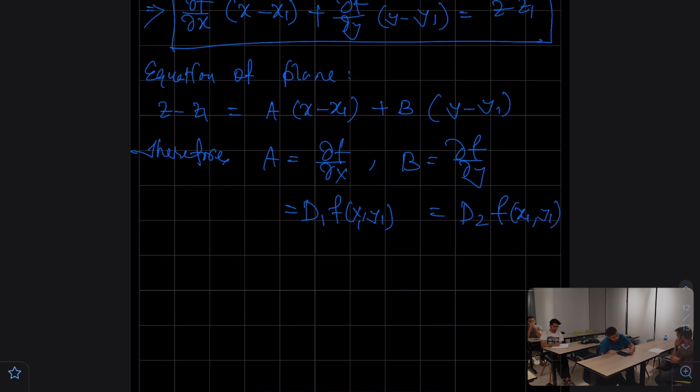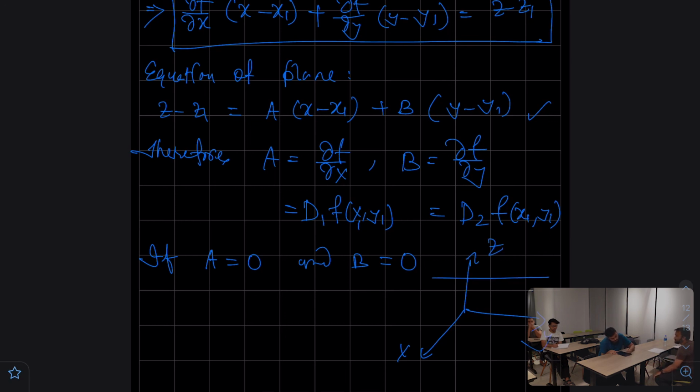Okay, good. So what does a and b do? So what is z? If a equals 0 and b equals 0, what happens? If you look at this equation, this is the x-axis, this is the y-axis, and this is the z-axis. This is just a horizontal line, no? It should be a plane parallel to the x-axis. This is a plane horizontal to xy. It's a slice of that. It's a plane.